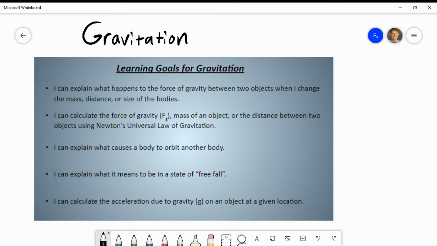Talk about gravitation, orbits, and such. The learning goals for this is that I can explain what happens to the force of gravity between two objects when I change the mass, distance, and size of the bodies. That is all equation based, and I'll show you the equation.